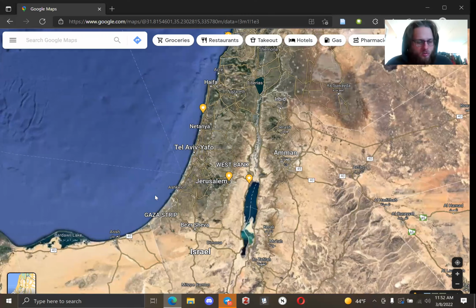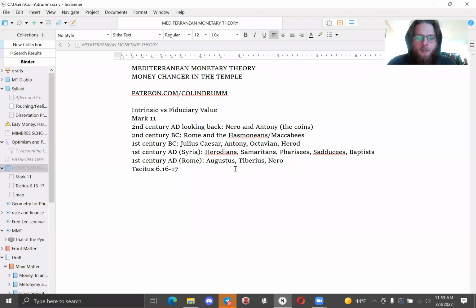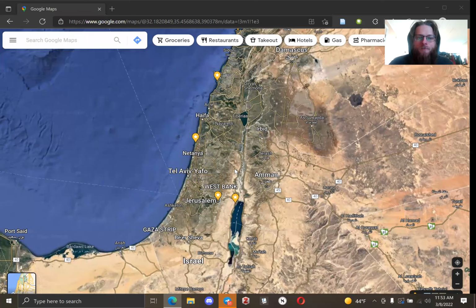Okay, so now what about the temple tax? So an important component of our story is that the Hasmoneans and Herod do not mint silver coins. All right, they are not minting silver coins. They are minting bronze coins. They are using these bronze coins as a monetary instrument in their fiscal system.